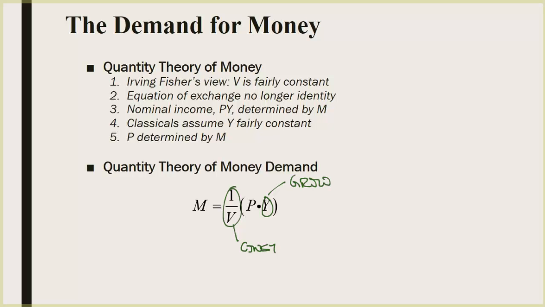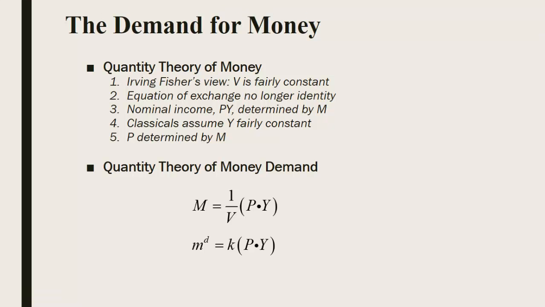So what do we have? As price level increases, what happens? Our demand for the money stock increases. And as price level decreases, our demand for money would then decrease. And so we have a very, very basic demand for money function.